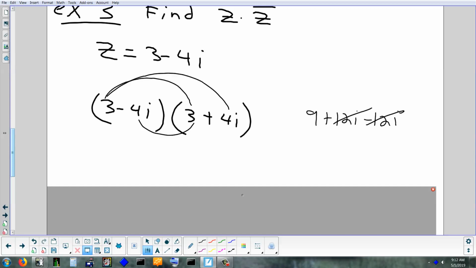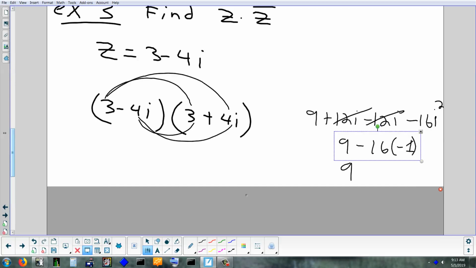So first, that's good to do. Outer, inner, you don't need to do it. But you do need to do the last. Negative times positive gives me what? Negative. And then 4 times 4? 16. And don't forget about the i times i. i squared. So I get 9 minus 16 times i squared. What's i squared? Negative 1.